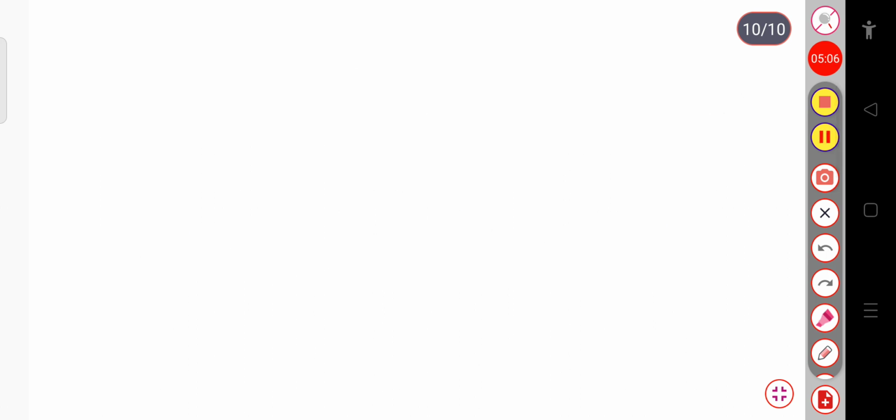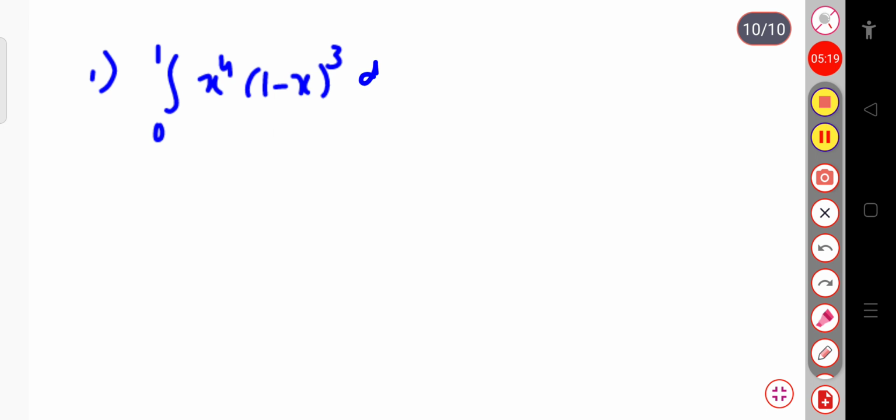Suppose, for example, the question is: integral from 0 to 1 of x power 4 into (1 minus x) power 3 dx. When you see this type of question, that is x into some (1 minus x), or y into (1 minus y), just remember this is your beta function. By using the beta function you can solve it.